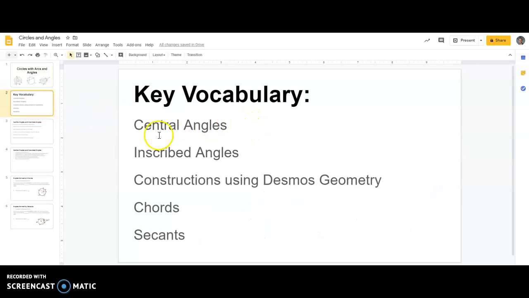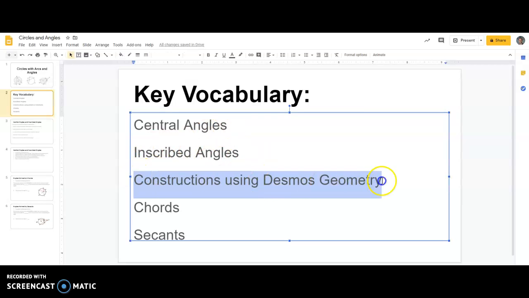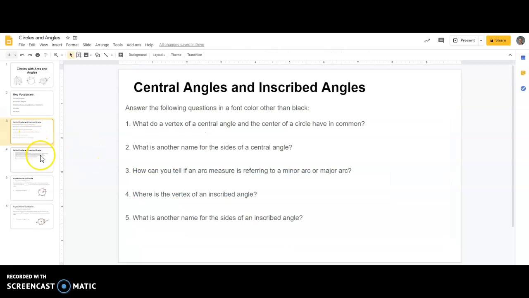The vocabulary we're going to use: we're going to look at central angles and inscribed angles. We're going to create central and inscribed angles using Desmos geometry, which should be new to some of y'all. And then we're going to look at chords and secants and the angles formed by the chords and secants. The next few pages are what you'll be filling out. There are some questions you have to answer.